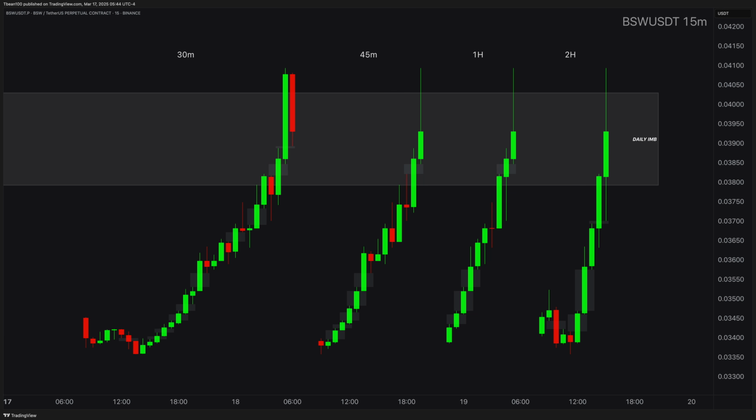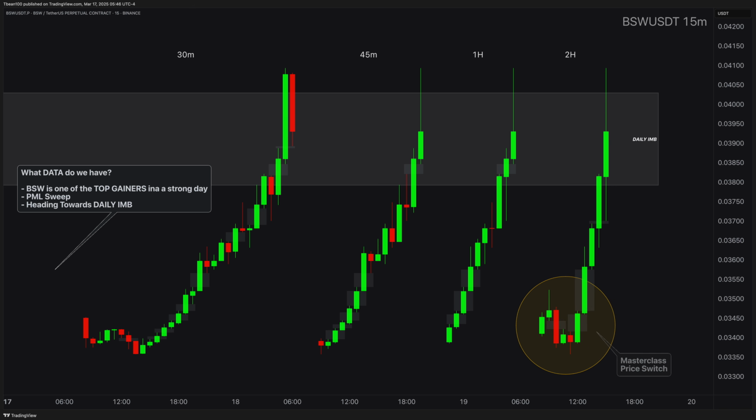Now in our momentum layout, you may ask this question, why this coin? To be honest, nothing special at all. The only reason I detected this coin was it was in the top gainers and had a nice daily imbalance to be filled. Very simple couple of clues. In this 2-hour time frame on the right, notice this area of price switch, right before the rally. And right after that, a powerful rally started until the price filled the daily imbalance.